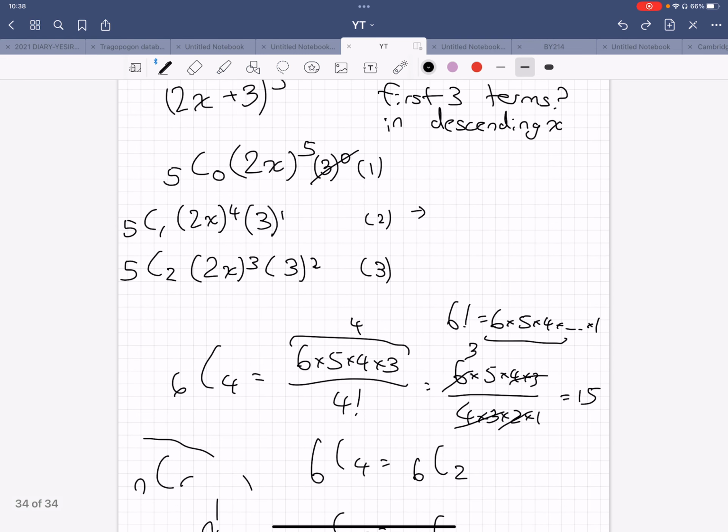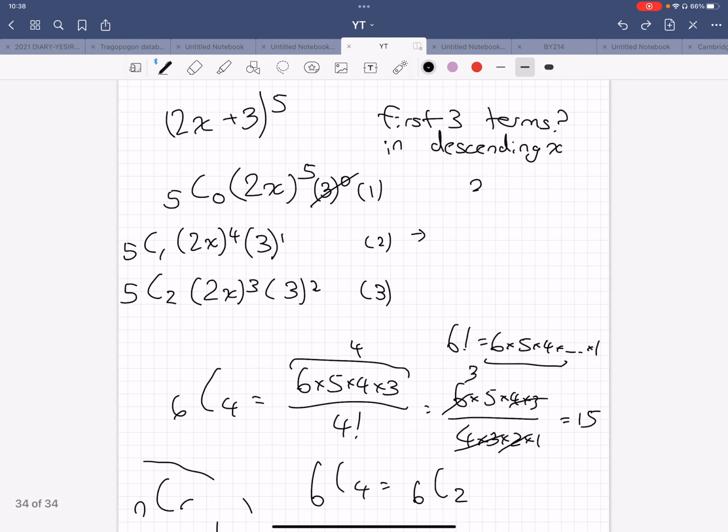So with this, 5 choose 0 is 1, so 2x to the 5th is 32x to the 5th. 2x to the 4th, well 5 choose 1 is 5. 2x to the 4th is 16x to the 4th times 3. So that would be 240. So 240x to the 4th.